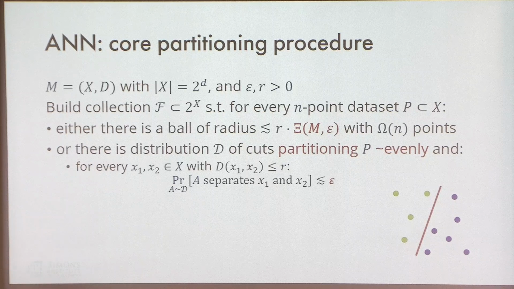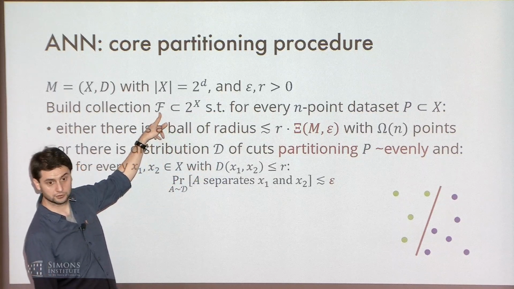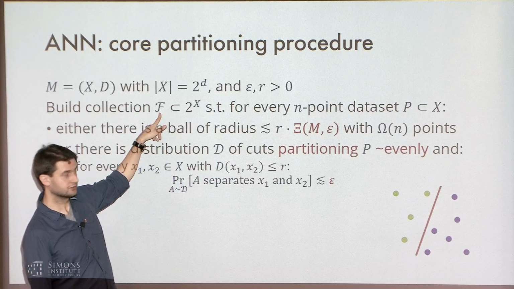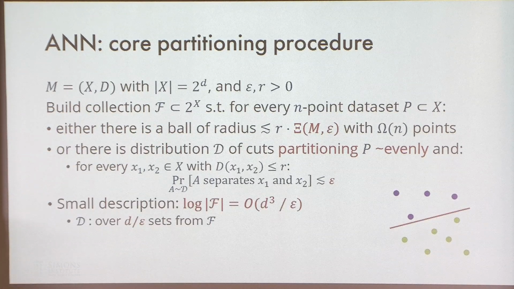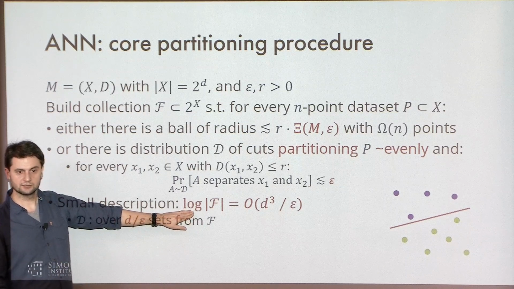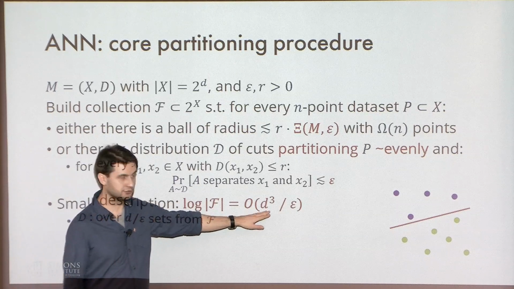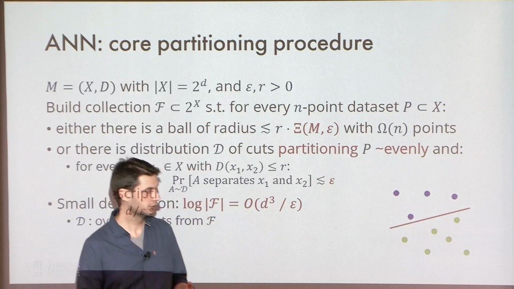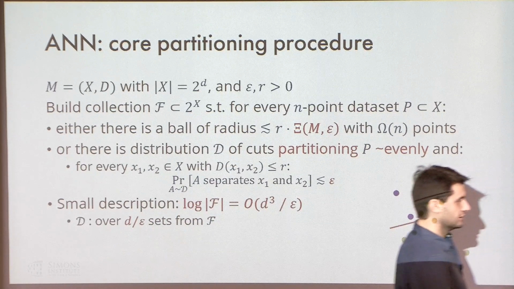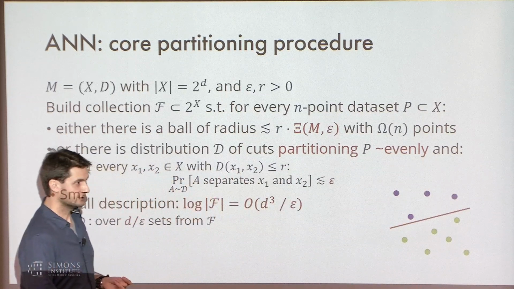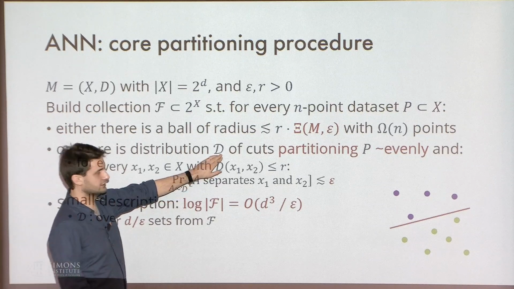What's the role of F? The distribution is defined on F. Distribution D is on the cuts from F, as in, this is the set of allowed cuts. And the point being that the number of allowed cuts is very small. In particular, log of F is order of d cubed. So D is only giving weights to the cuts that are already given in F? Yes, yes. F is the set of allowed cuts, and distribution D is just saying how to assign probabilities.